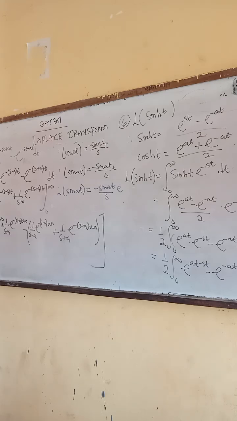Is it clear? So you know that this and this, you take the limit, they are both what? 0, right? So you are left with only this one. Exponential of 0 is the same thing as what? 1. So you are going to have 1 over 2, open bracket. So you are left with what? This is minus, right? So minus times minus, you have plus, right? You have 1 over s minus a. Then minus times plus, you have what? Minus, right? You have minus 1 over what? S plus a.